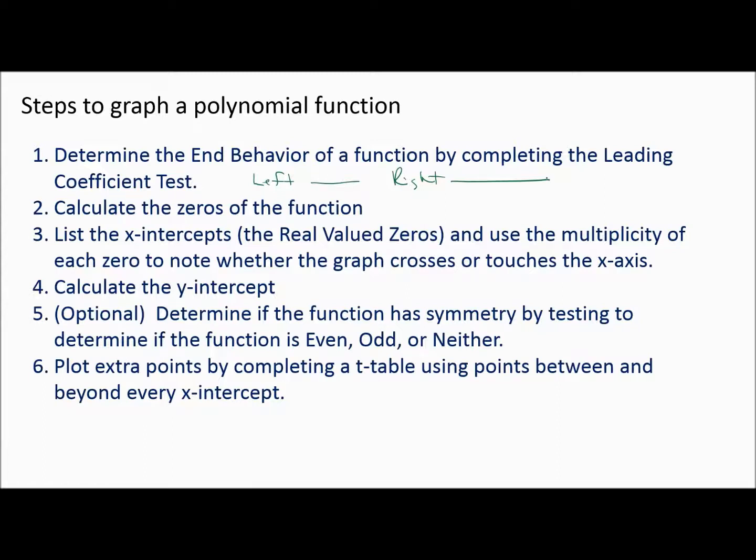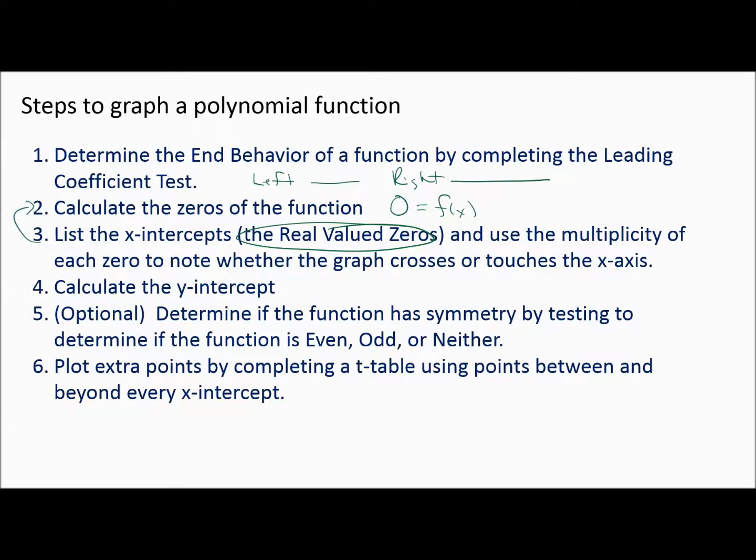Calculate the zeros. That's when you set the entire function equal to 0. Then you factor and solve. You may have to use the quadratic formula. You want to list the x-intercepts, and the x-intercepts are just the real valued zeros. So really you did all the work for that in this step.